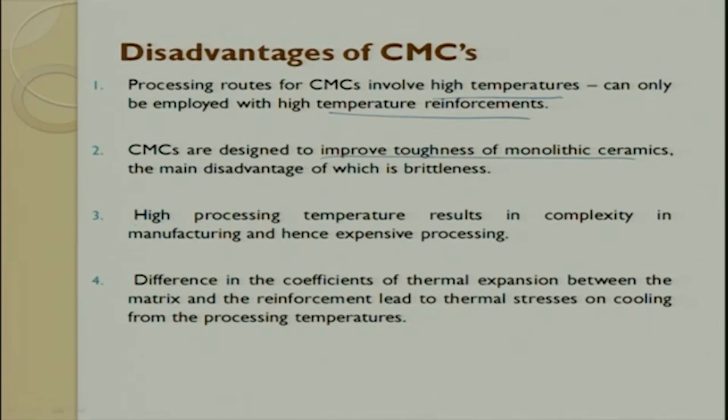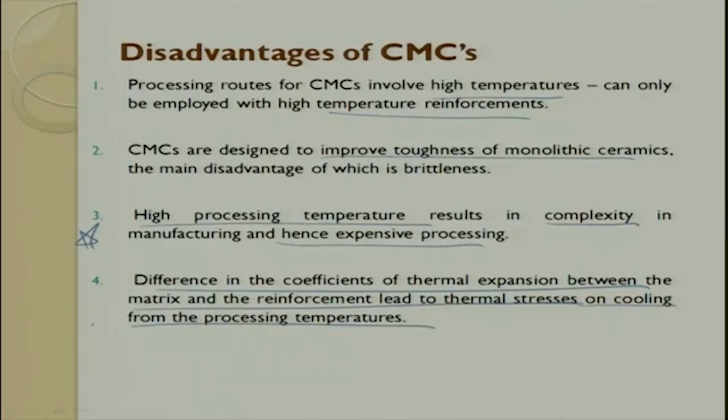The next thing is, since higher processing temperatures are there, there is a lot of complexity and the process is pretty expensive. The difference in the coefficient of thermal expansion between the matrix and the reinforcement leads to thermal stresses on cooling while the process is made. This has to be taken care of while choosing the ceramic and the reinforcement for making ceramic matrix composite. So, this is expensive, this is challenging, and these three are the biggest disadvantages of ceramic matrix composites.